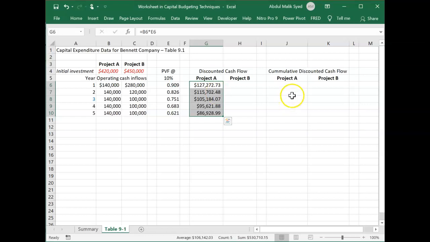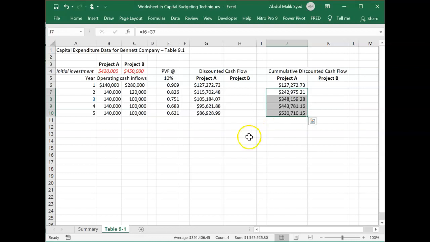Control D. Then similarly, you can get the cumulative discounted cash flow. The first year is as it is. From the second year we say the previous year plus the current year. So this becomes my cumulative cash flows. I can just Control D to get the cumulative cash flows.